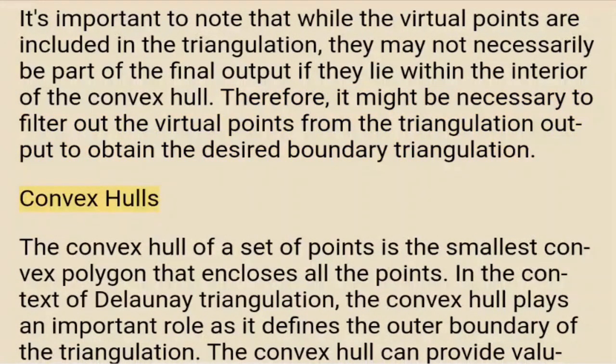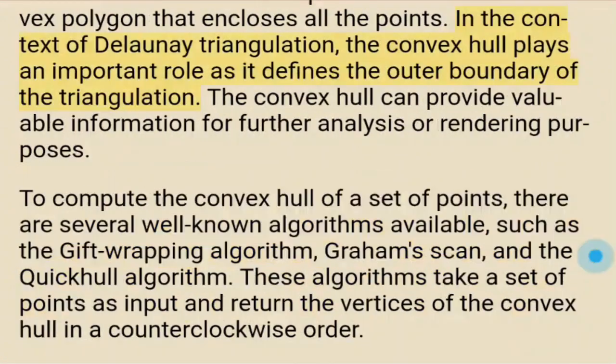Convex hulls. The convex hull of a set of points is the smallest convex polygon that encloses all the points. In the context of Delaunay triangulation, the convex hull plays an important role as it defines the outer boundary of the triangulation. The convex hull can provide valuable information for further analysis or rendering purposes. To compute the convex hull of a set of points, there are several well-known algorithms available, such as the gift wrapping algorithm, Graham's scan, and the quick hull algorithm. These algorithms take a set of points as input and return the vertices of the convex hull in a counterclockwise order.